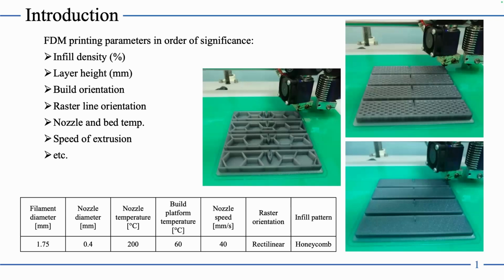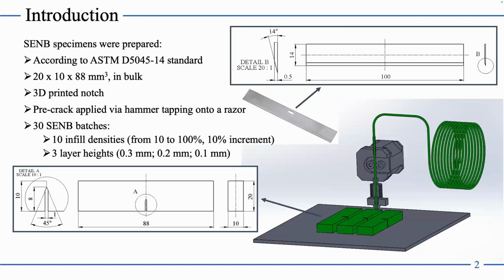Here are some parameters we used, which were constant through all the batches. So we use the ASTM standard. Here are the dimensions of our specimens. We use single edge notch bend specimens. The notch was 3D printed, as suggested from some previous works on the Serum project. The pre-crack was applied via hammer tapping onto a razor, as suggested by the standard. So here is the geometry of the razor we used.